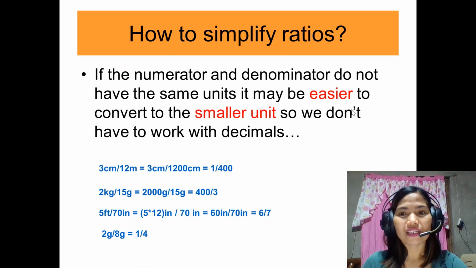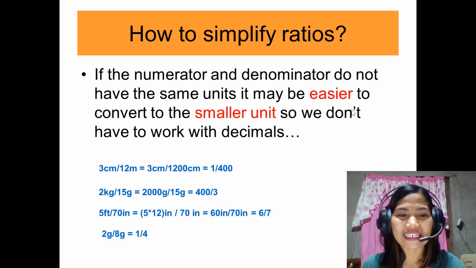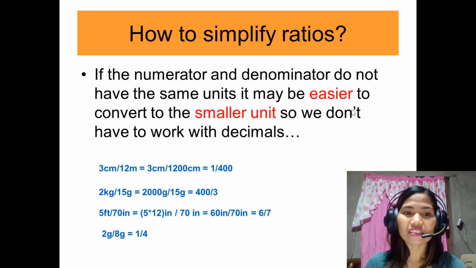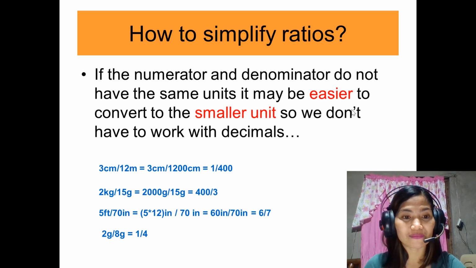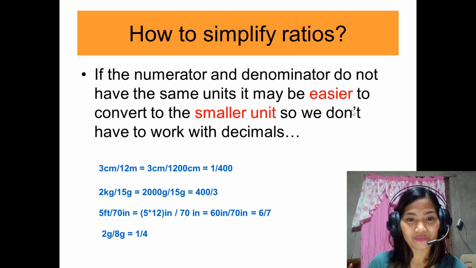If the numerator and denominator do not have the same units, it may be easier to convert to the smaller unit, so we don't have to work with decimals. Example, 3 centimeters over 12 meters. So we have 3 centimeters over 1,200 centimeters, which is equivalent to 1 over 400. 2 kilograms over 15 grams is equal to 2,000 grams over 15 grams, which equals 400 over 3.